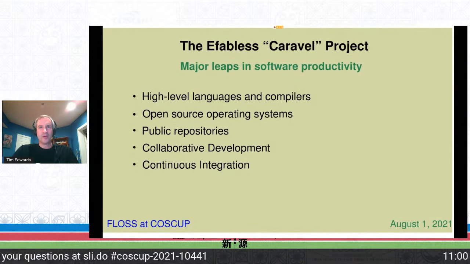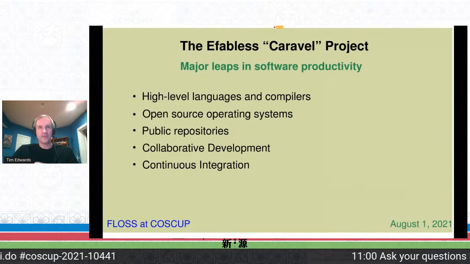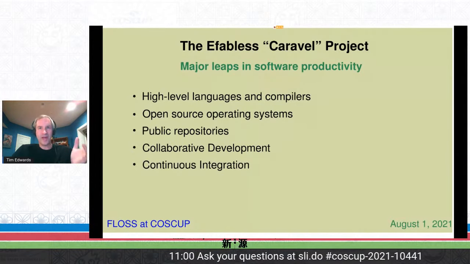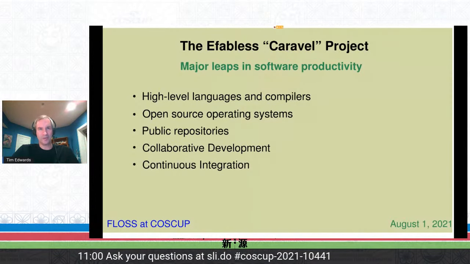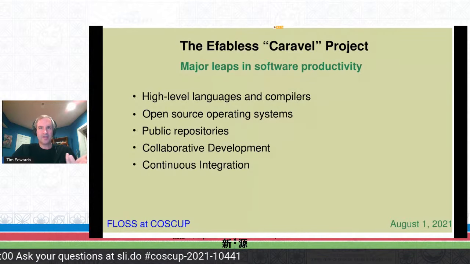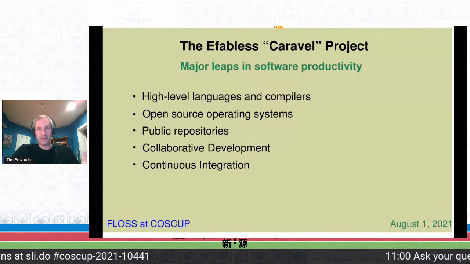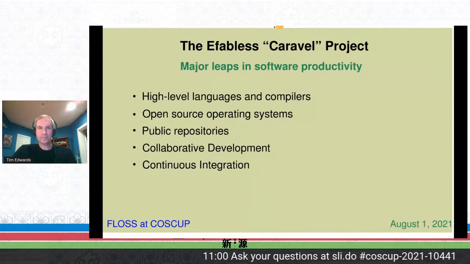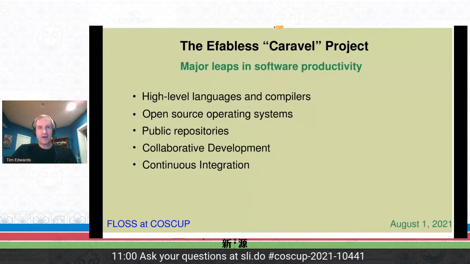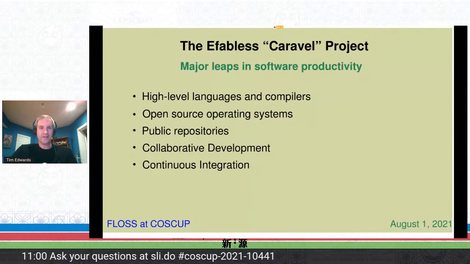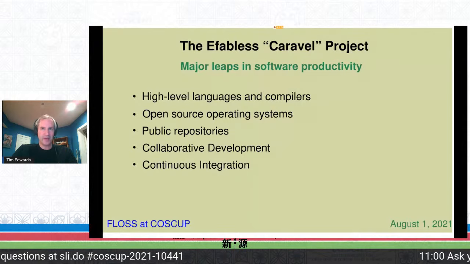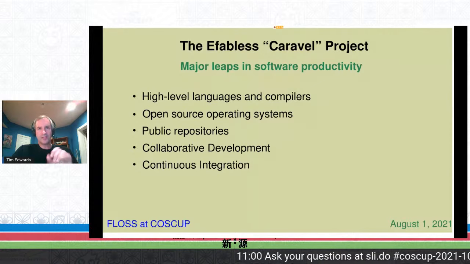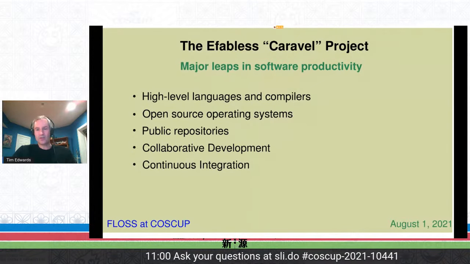Everybody in the software world knows that the scope of software increased dramatically with the introduction of high-level languages and compilers. And it increased dramatically again with the availability of open source operating systems. And it's increasing again now with the availability of huge public repositories, collaborative development, and continuous integration. There's a parallel in the hardware world to each of these productivity gains in the software world, which I'll discuss in just a minute. The fact that these things have been slow to catch on in the hardware world is mostly due to a combination of mindset and corporate influences.